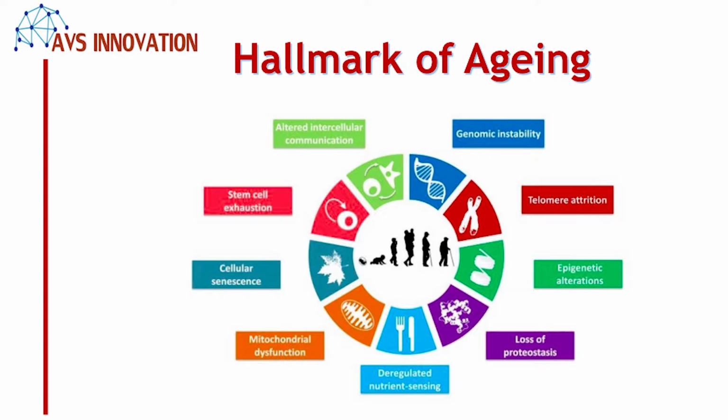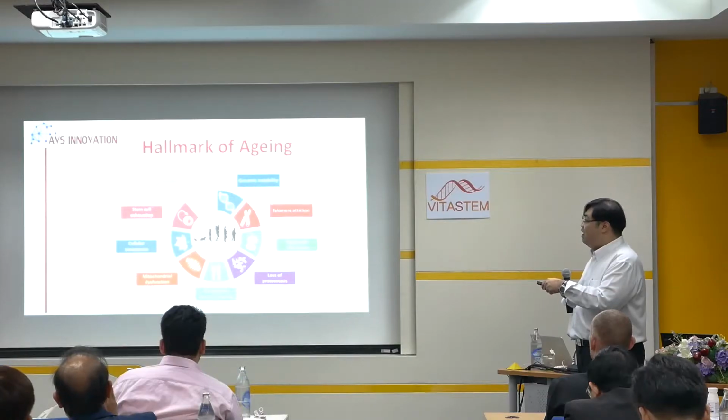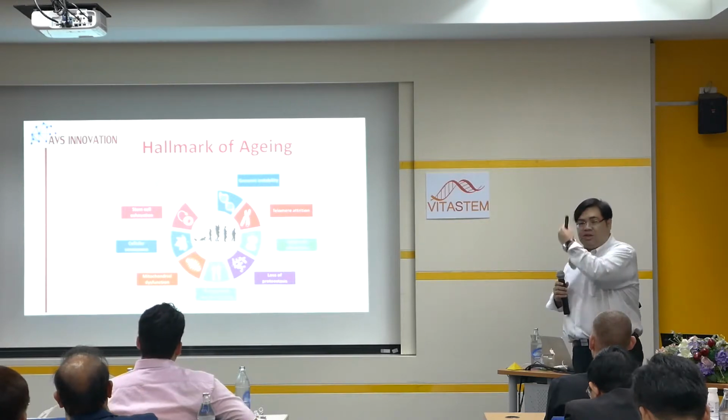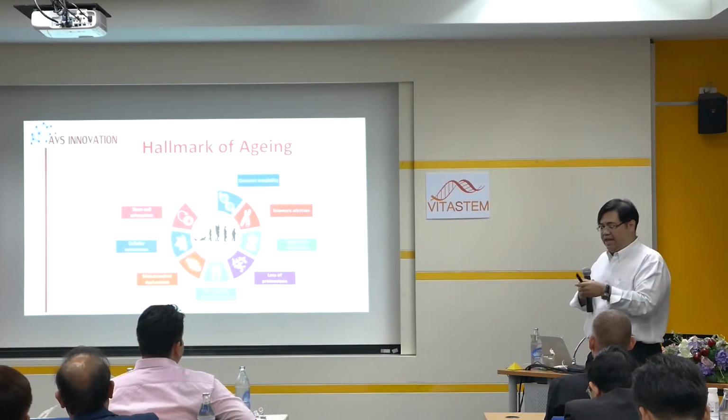And then we have another 3, which are a consequence of the primary factors: deregulated nutrient sensing, mitochondrial dysfunction, and cellular senescence. And all of these contribute to stem cell exhaustion and altered intercellular communication. So these are the hallmarks of the aging process.